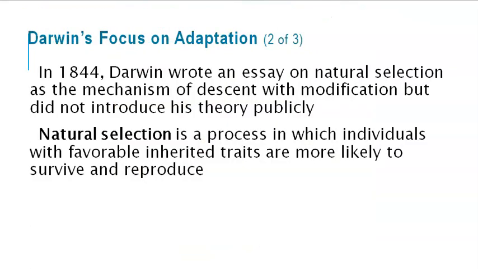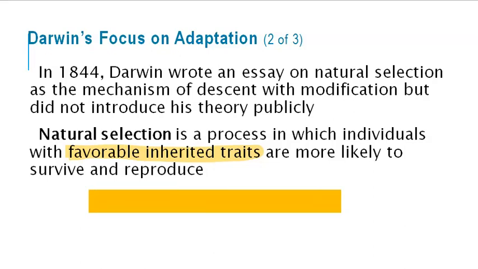Okay. Darwin wrote an essay on natural selection as a mechanism of descent with modification, but did not introduce this theory publicly for many different reasons. And so natural selection, again, one more time, is the process in which individuals with favorable inherited traits, and this is all about genes, right? Random. No purpose, nothing else. This is all due to random chance mutations in genes, are more likely to survive and reproduce. Again, passing on those traits.